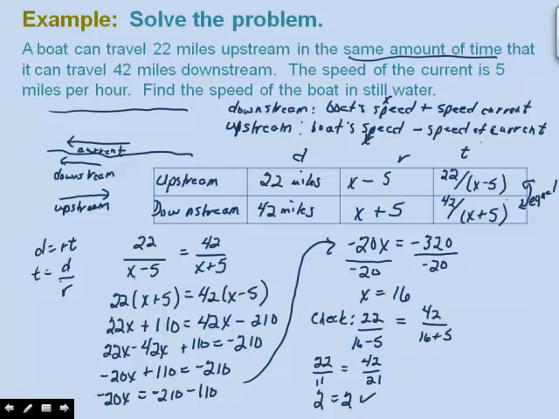That means that the answer to our question, which was the speed of the boat in still water, is 16, and since that's a speed, we're dealing with miles and hours. That means it's in miles per hour. Our final answer is that the speed of the boat in still water is 16 miles per hour.